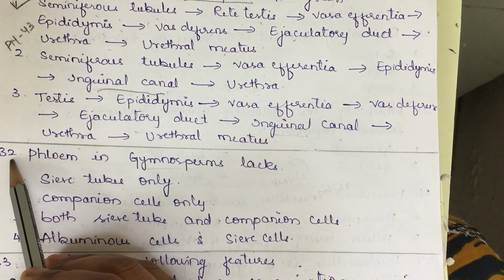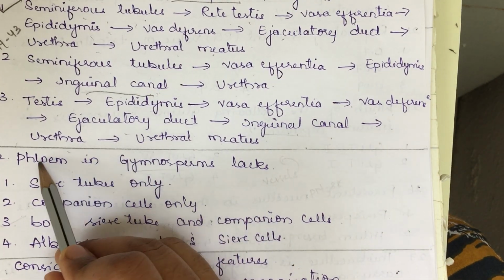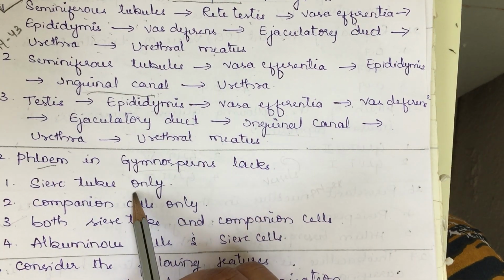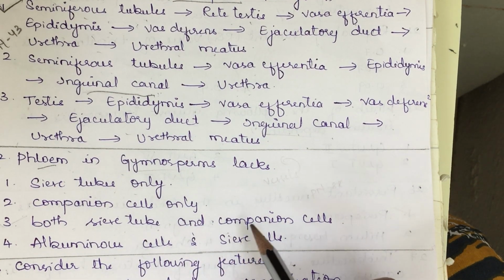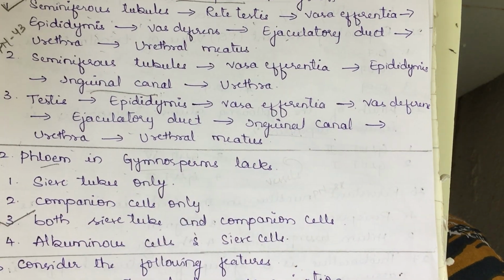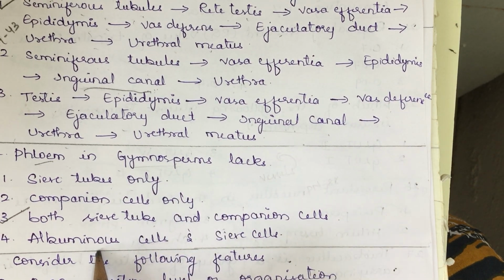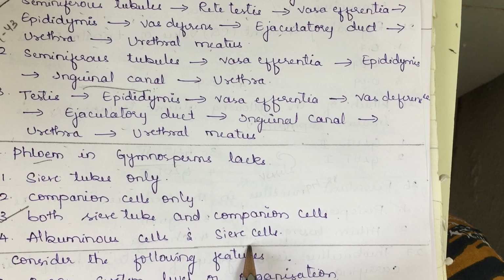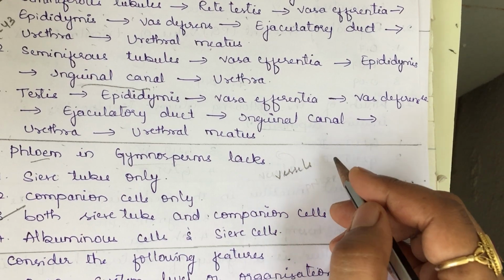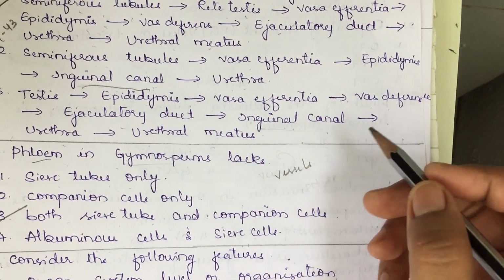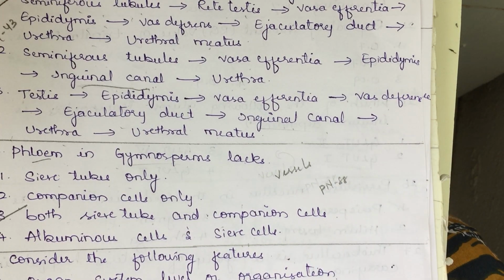Okay, question number 32. Phloem in gymnosperms lacks, which means which elements are not present in phloem of gymnosperms? Only sieve tubes, only companion cells, both sieve tubes and companion cells, or albuminous cells and sieve cells? It is both sieve tubes and companion cells. Both of these are not present in gymnosperms. What is present in gymnosperms? Albuminous cells and sieve cells. And in xylem, vessels are not present in gymnosperms. You will get this from the first year textbook, page number 88.